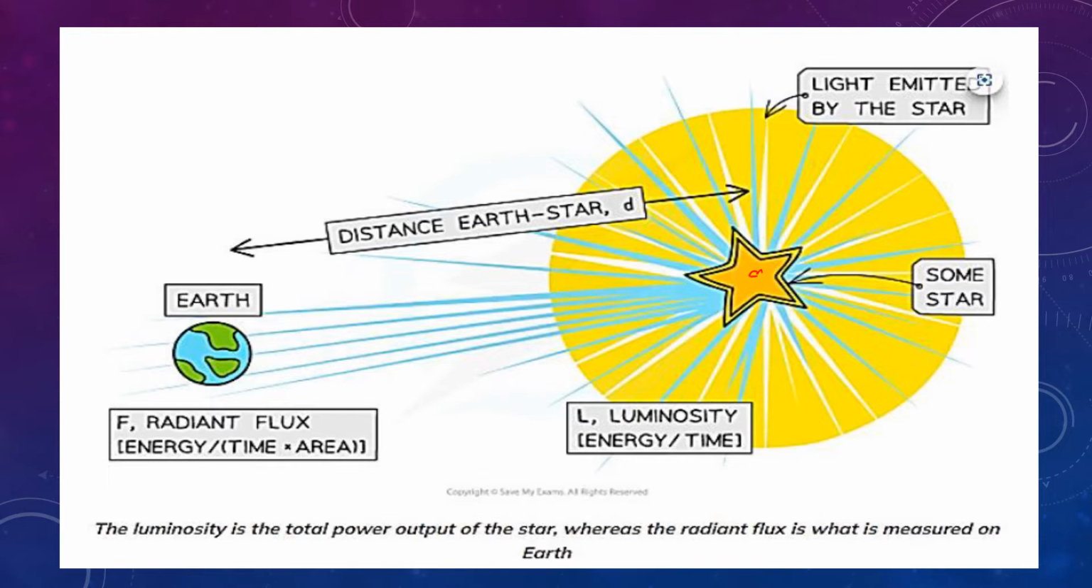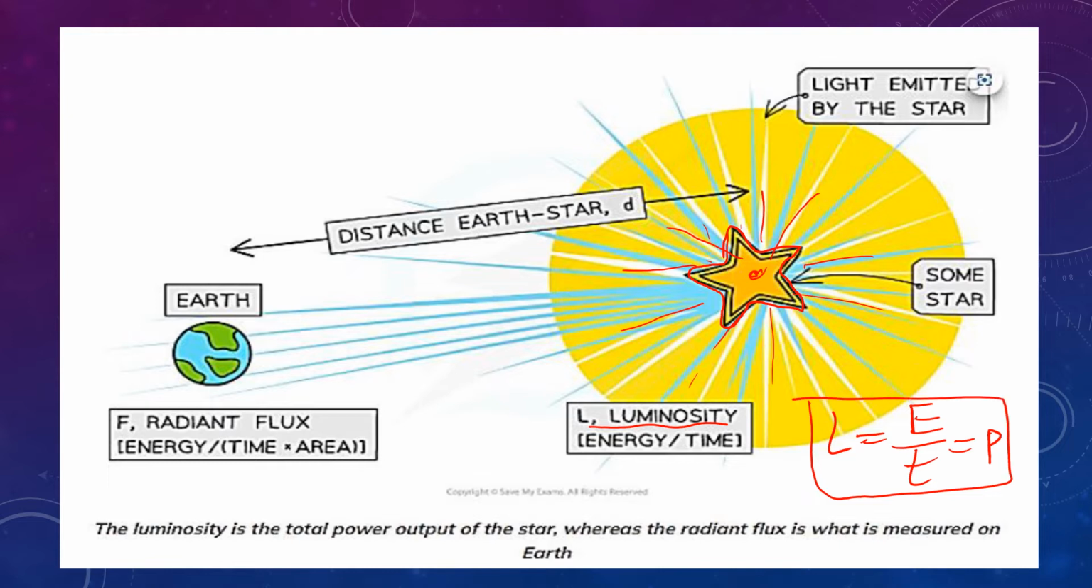This picture sums up the things. This is the star at the center, and as the star doesn't know which side the Earth is, it has to emit the radiation on all sides. The amount of power that it emits from its surface is known as luminosity, which is energy per unit time. Luminosity is energy per unit time, or power. That's why it is measured in watt.